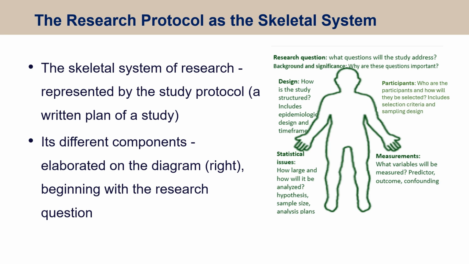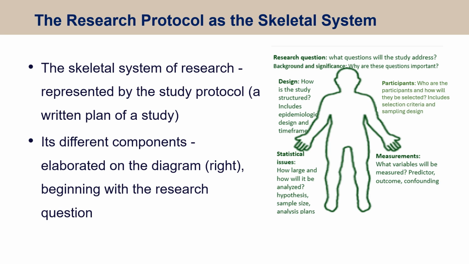And then you go to the background and significance, because you have to give some background information about past research and how you came about this current research question and why it is important and why somebody should invest money in it. So the next step after the question is the background and significance. So I'm just outlining the skeletal system, which is the research protocol. Then you go into the design. So how is the study structured? The different epidemiological study designs and time frame come here.